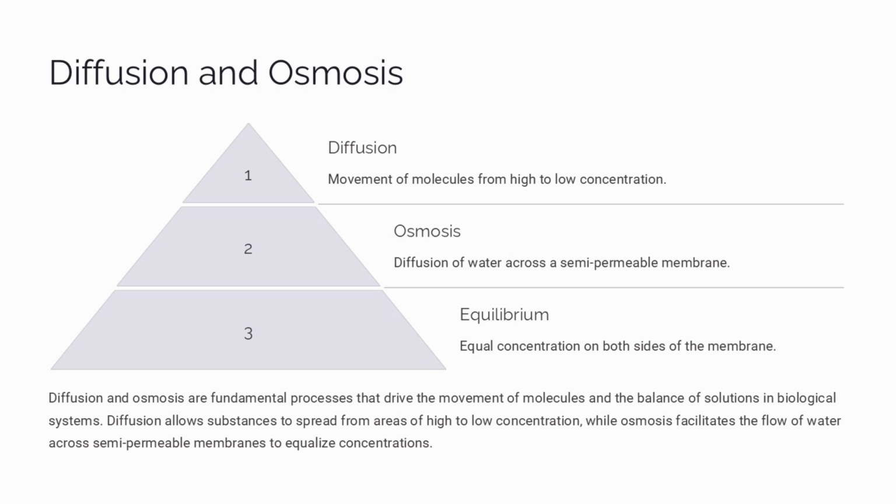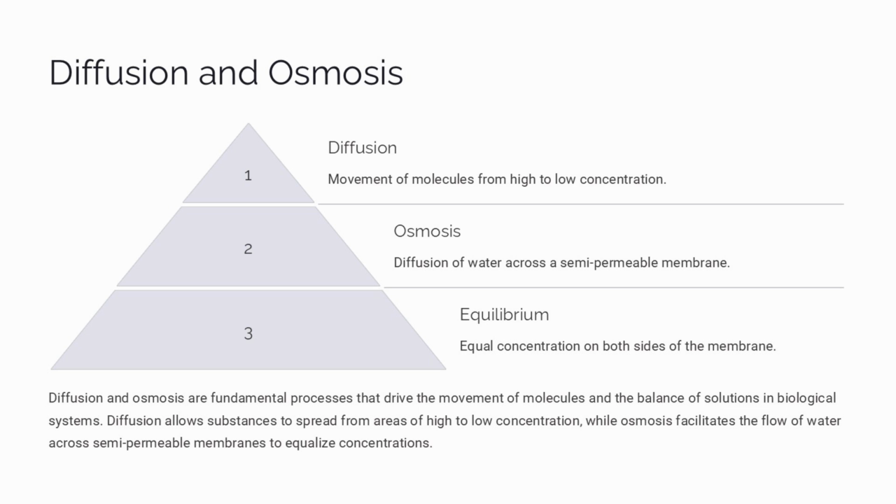Diffusion is the movement of molecules from an area of high concentration to an area of low concentration. Osmosis is the diffusion of water across a semi-permeable membrane from an area of low solute concentration to an area of high solute concentration. Equilibrium is the state where the concentration is equal on both sides of the membrane.